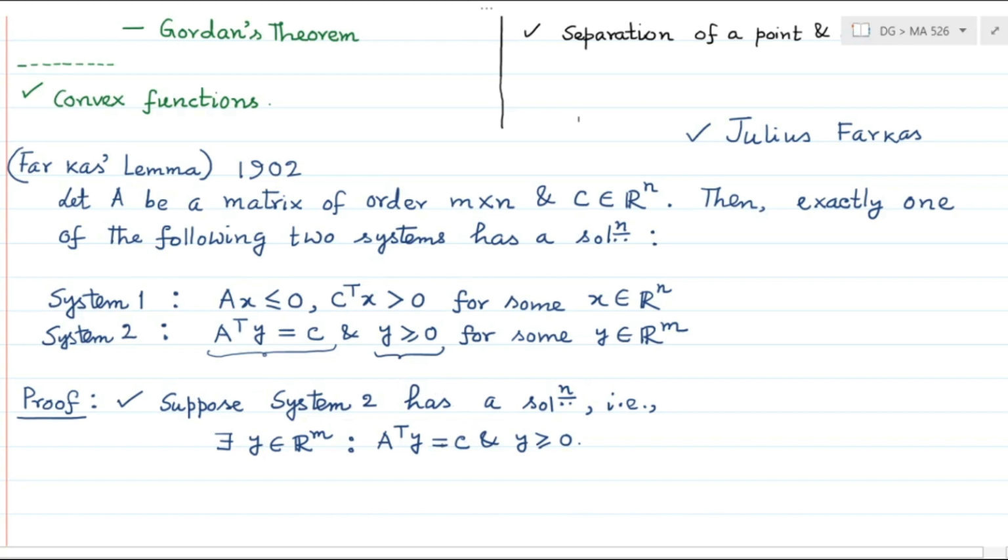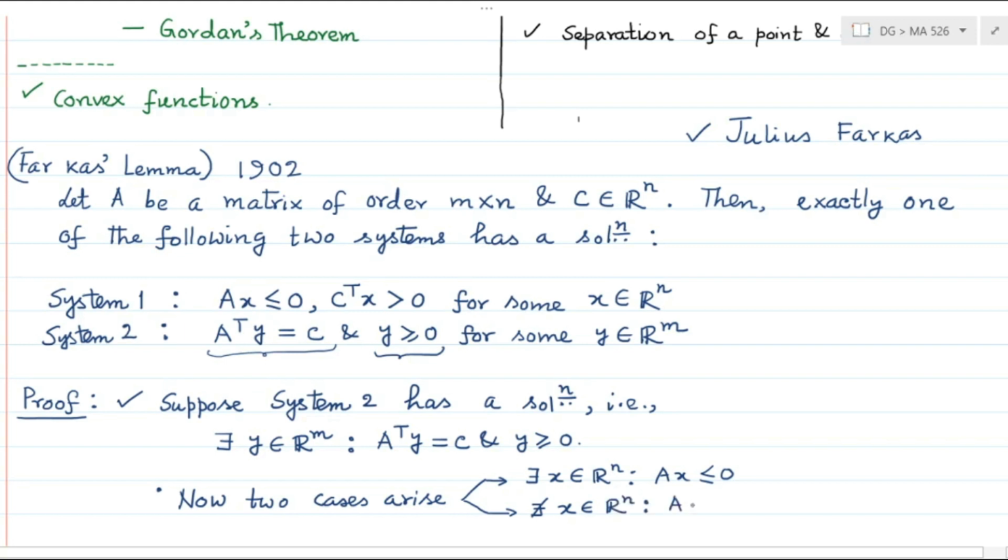Now once you have this consideration that system 2 has a solution, you will have two possible cases. The first case is the following, that there exists one x in R^n such that Ax is less than or equal to 0. These two cases are exhaustive. Either Ax less than or equal to 0 has a solution, or there does not exist any x such that Ax is less than or equal to 0. You will fall into either of the two cases.